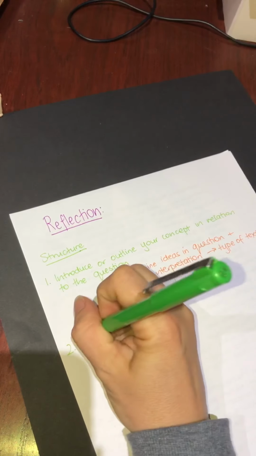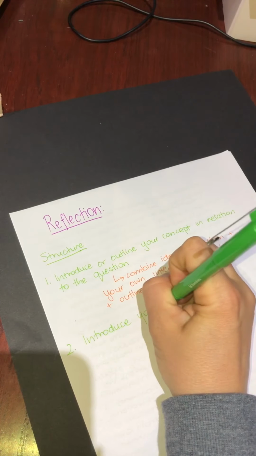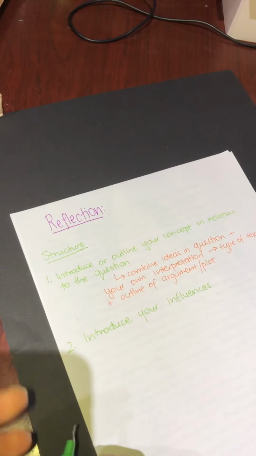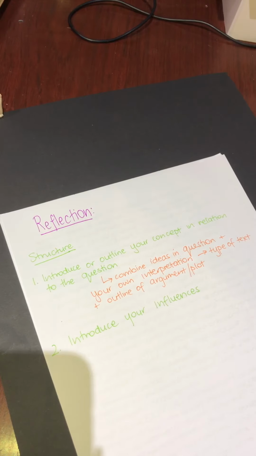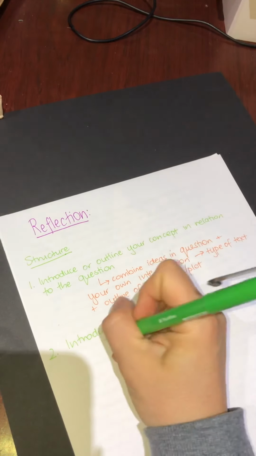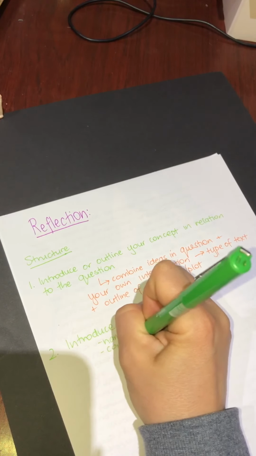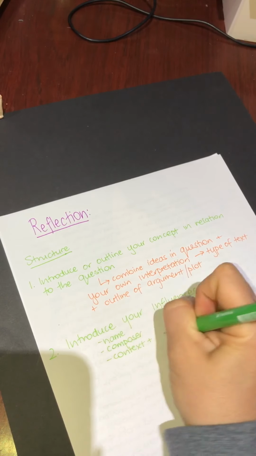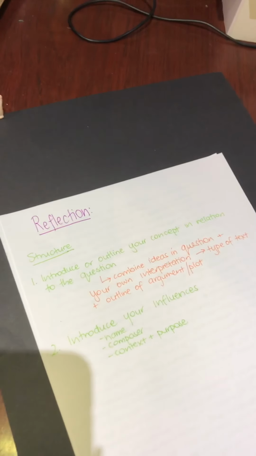The next thing you're going to do is you can introduce your influences. Now you may be asked to discuss the influences in terms of ideas, or it could be in terms of the writing style that you have chosen to use. So whichever it is, give me the name of the text, give me the composer. If you like, you can give me a little bit of their context and purpose. Okay, because you need to be clear about who you are speaking about.